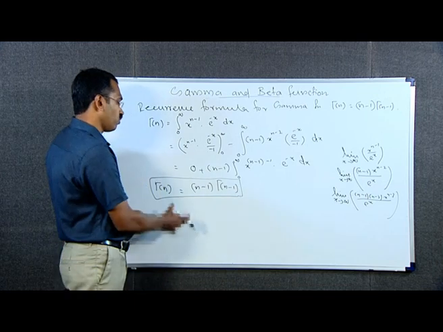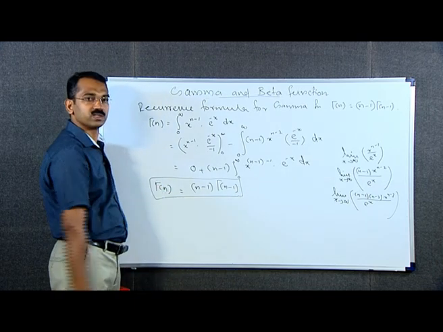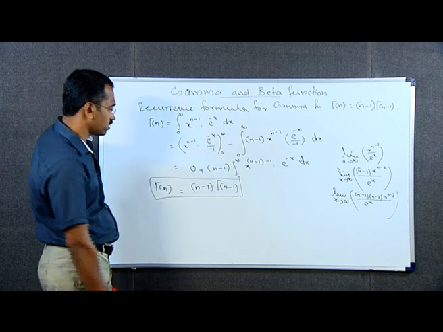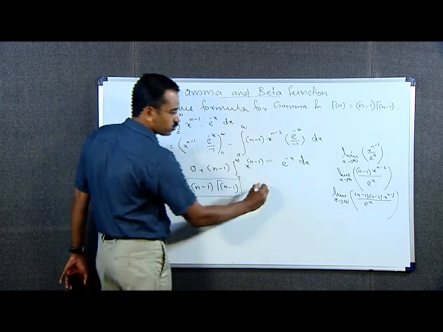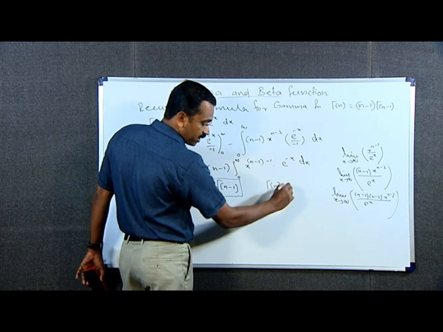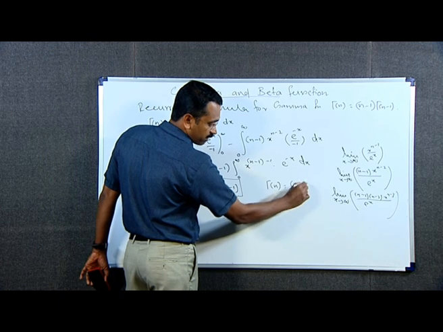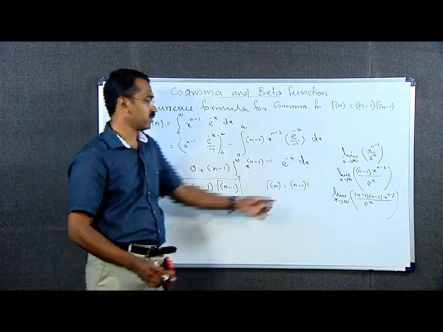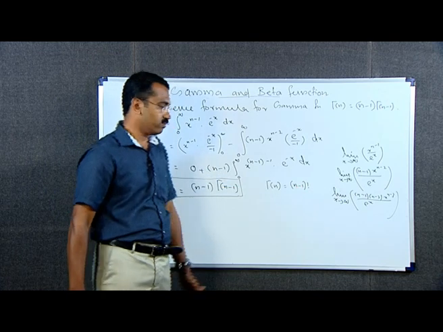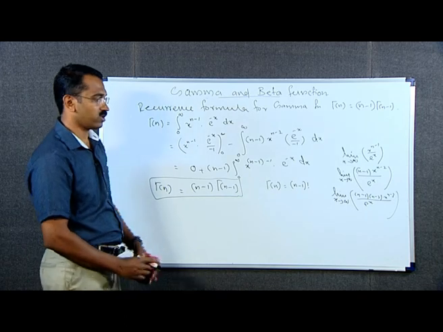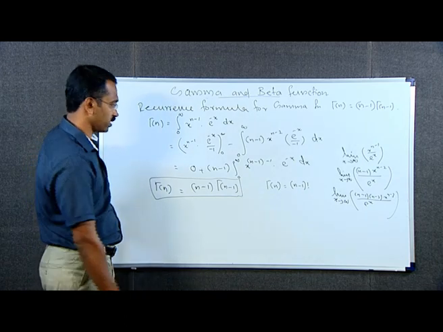Now, we can express this gamma function in factorial form. Sorry, gamma n is equal to n minus 1 factorial. Gamma n can be expressed in factorial form: gamma n is equal to n minus 1 factorial, not n factorial, n minus 1 factorial.